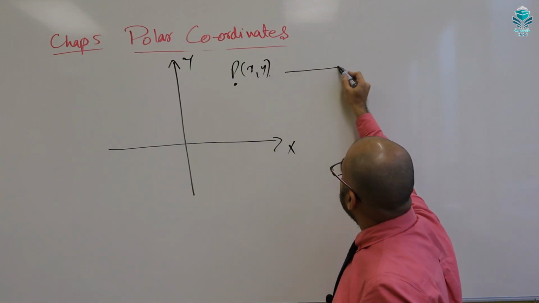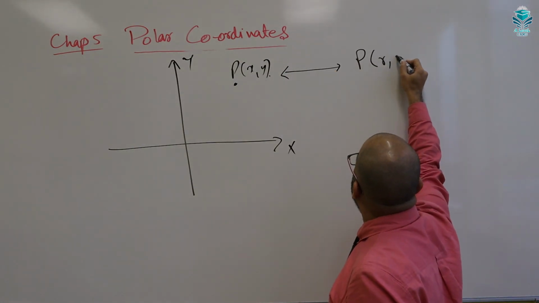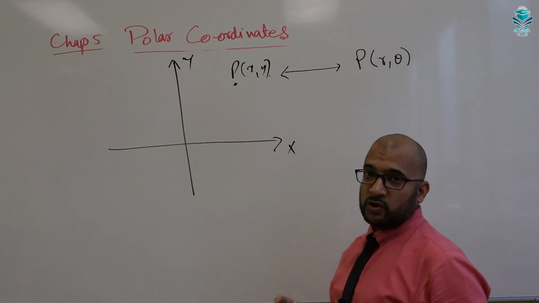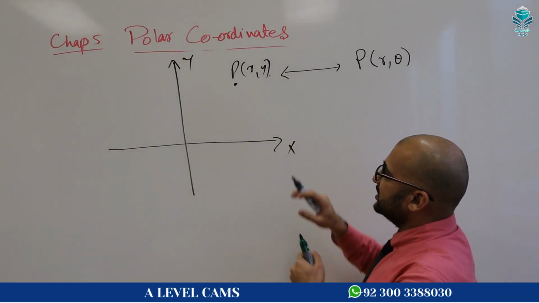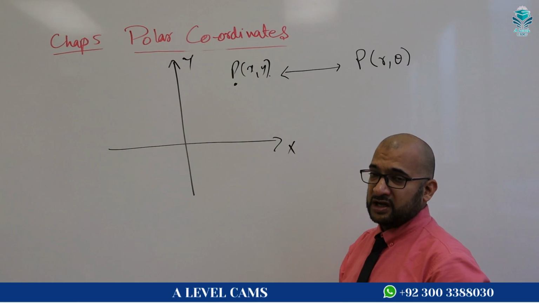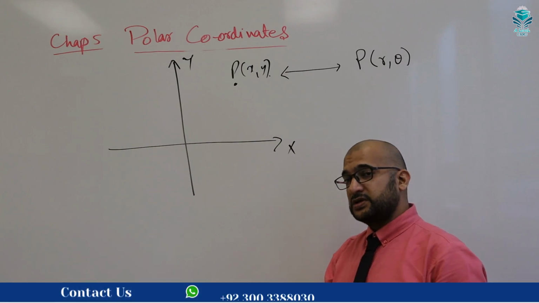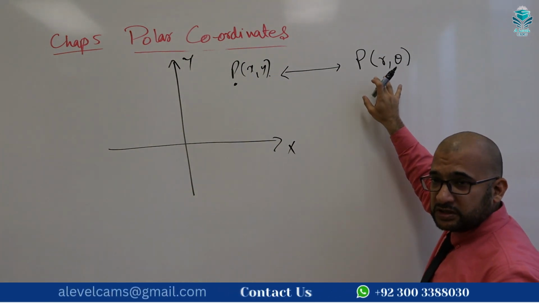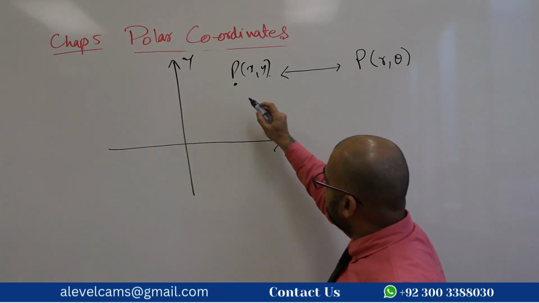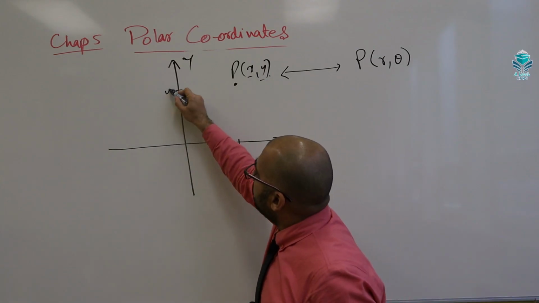The first thing is: what are the polar coordinates of the point P? These are expressed in terms of r and theta. We will discuss all of this in detail, but the question arises here: why do we need polar coordinates? In this lecture we also discuss why polar coordinates are necessary, but for the time being we will discuss how it works. Let's say P is a point with coordinates x and y.